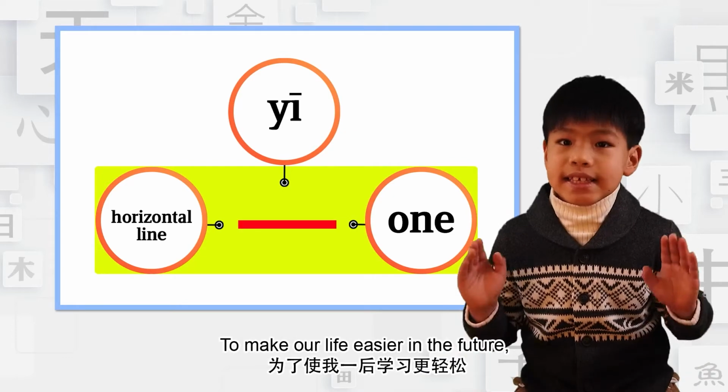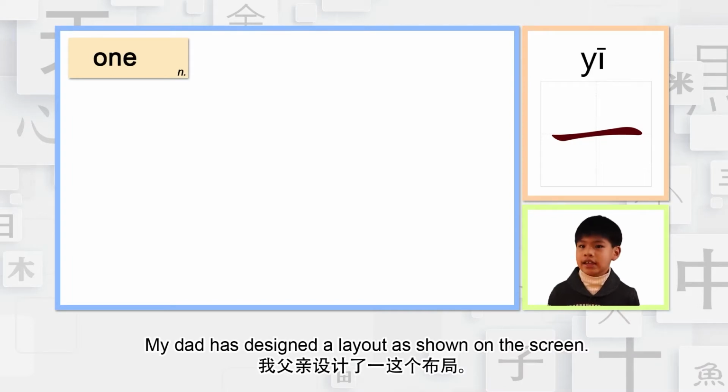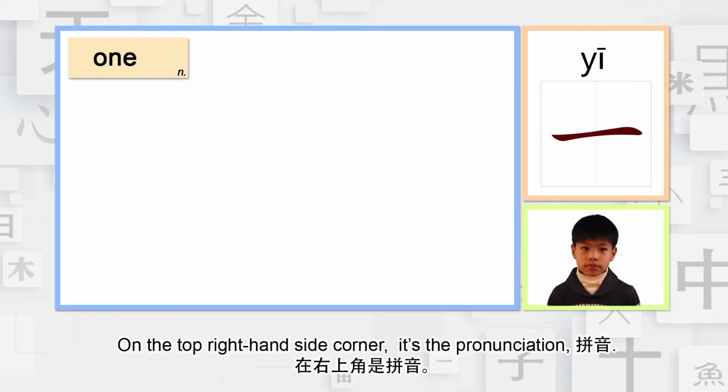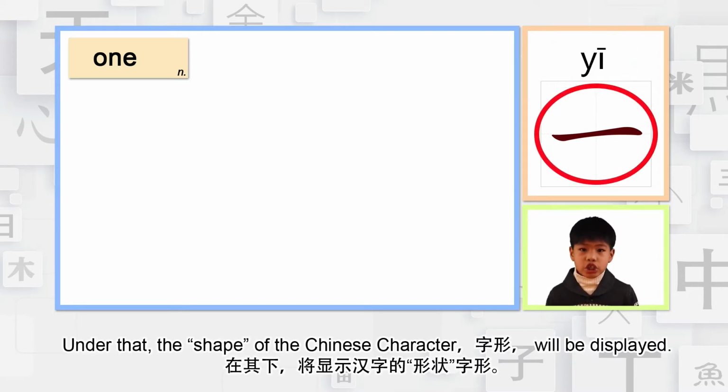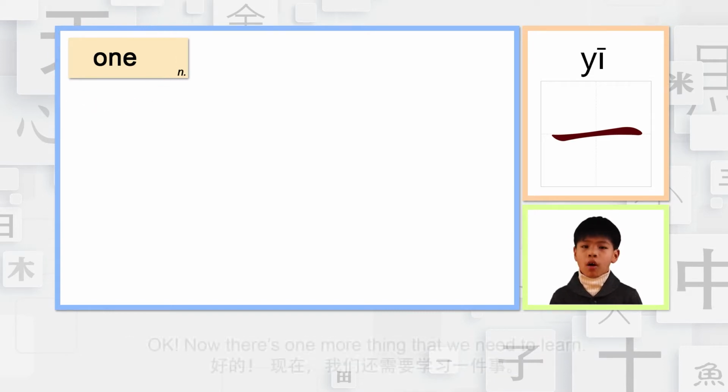To make our life easier in the future, my dad has designed a layout as shown on the screen. On the top right-hand side corner is the pronunciation, pinyin. Under that, the shape of the Chinese character, 字形, will be displayed. And over at the left-hand side, we'll list the definitions of the word, which is 字义.